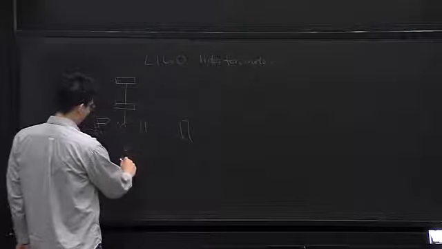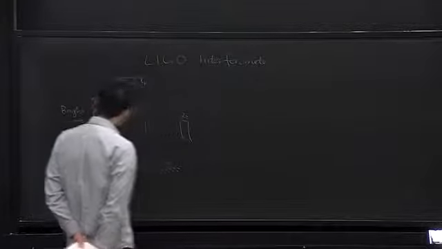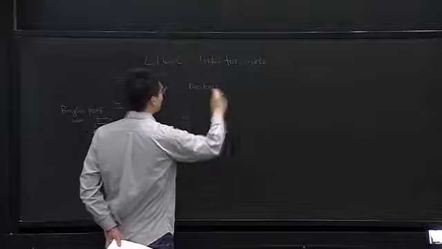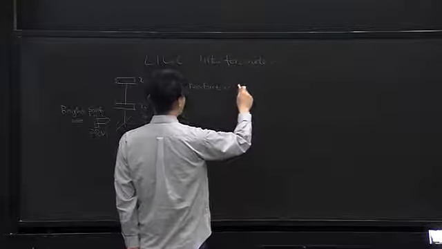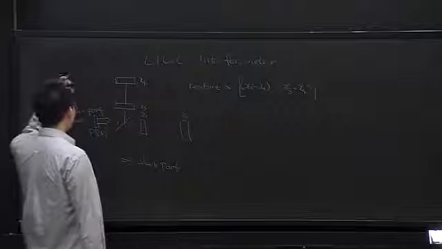So let me label the mirrors' positions x1, x2, x3, x4. So apparently the readout at the dark port is proportional to x2 minus x1, right? So it's a differential length between these two arm cavities, minus x3 minus x4. So it's a function of the mirror positions.